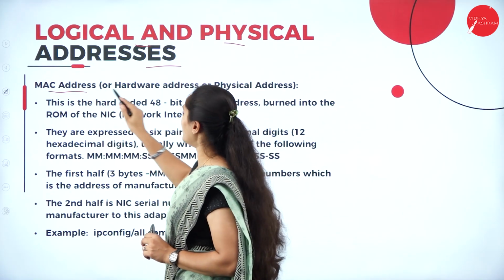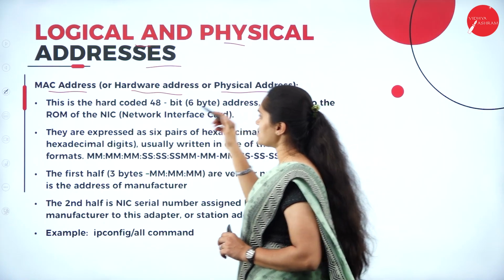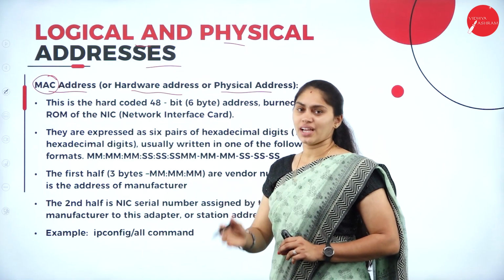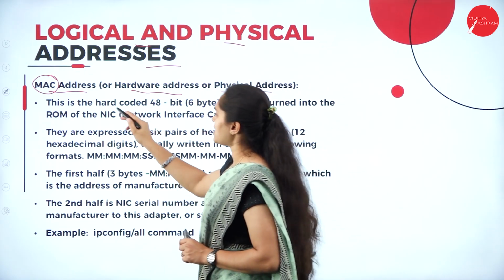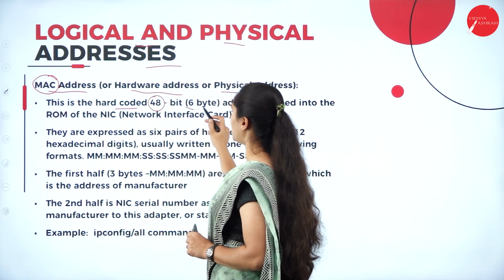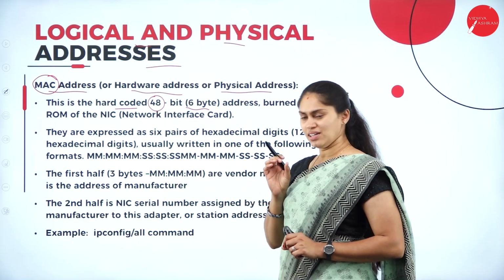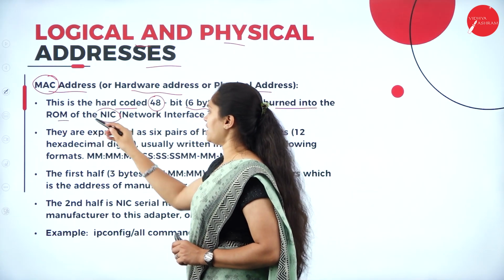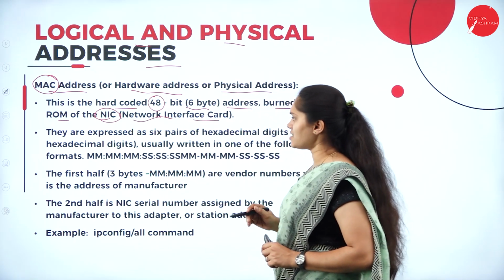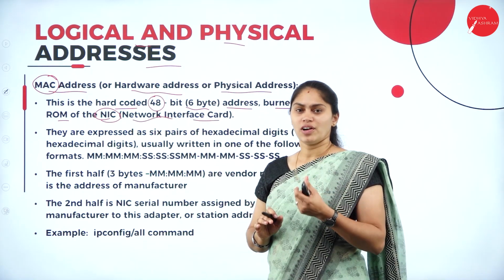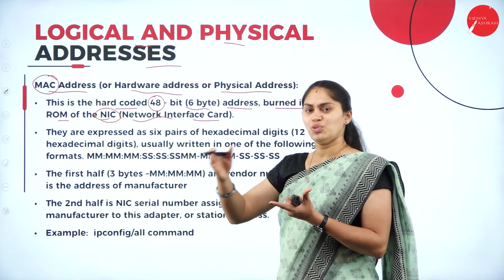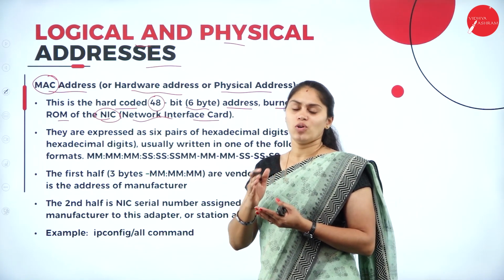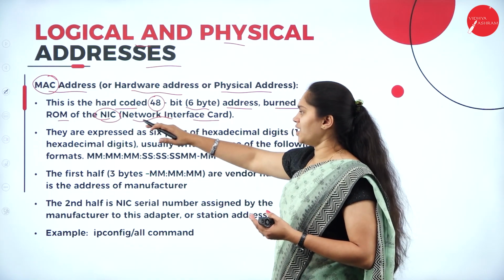First we'll see about the hardware address or physical address, which we can also call a MAC address. This is a unique address. It is hard coded, 48-bit, that means a 6-byte address burned into the ROM of the NIC, that is the network interface card. So this is a 48-bit code, a unique number that is burned into the ROM, or read-only memory, of the NIC.